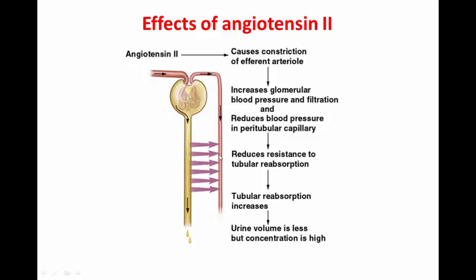And when the pressure in the peritubular capillaries is reduced, this reduces the resistance to tubular reabsorption, because the hydrostatic pressure in the peritubular capillaries opposes reabsorption in the tubules, as will be described to you in the renal block. So now we have more tubular reabsorption, resulting in reduced urine volume.